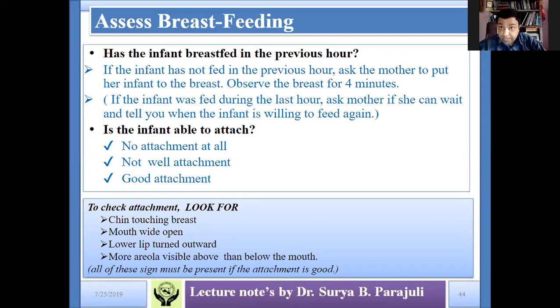So how to check for attachment? Look for chin touching the breast. While breastfeeding: the chin touching the breast, mouth wide open, lower lip turned outward, more areola visible above than below the mouth. All of these signs must be present if the attachment is good.